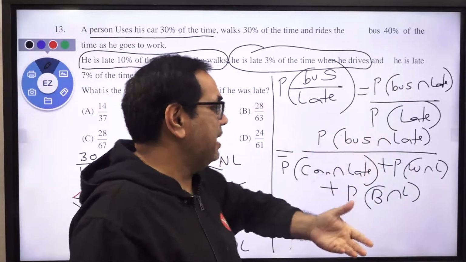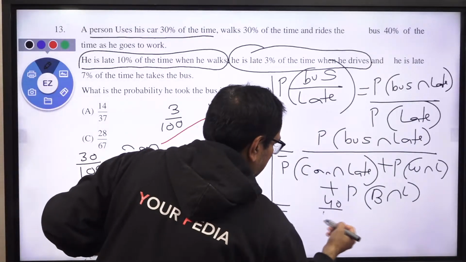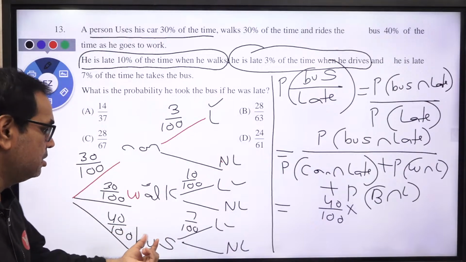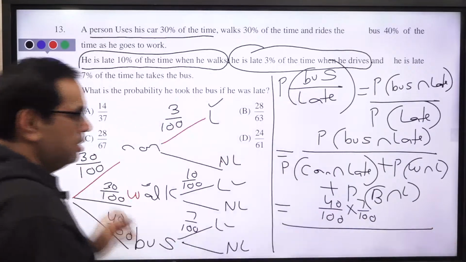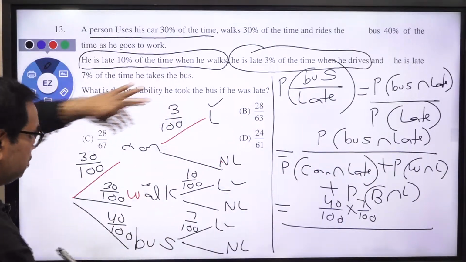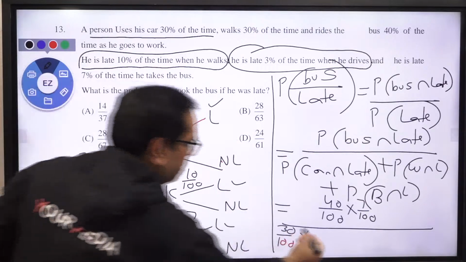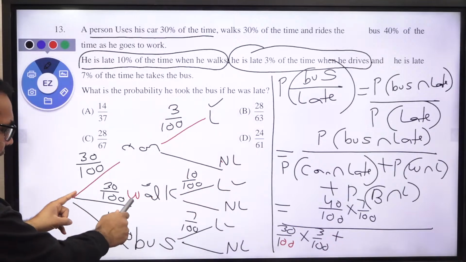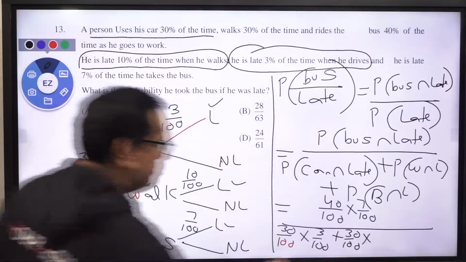Okay, we will write this formula. Now how will we put in the values? We will use the multiplication rule here. Bus and late: the probability of taking the bus is 40/100, and after that the conditional probability that he will become late under the condition he has taken bus is 7/100, divided by the probability of being late: car and late, 30/100 into 3/100, plus walk and late, 30/100 into 10/100, multiplication rule we are using here.